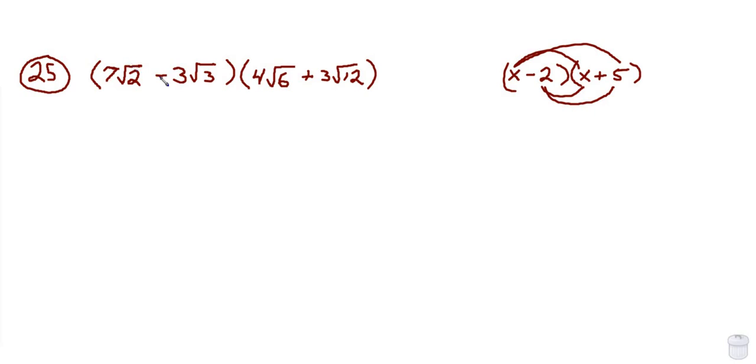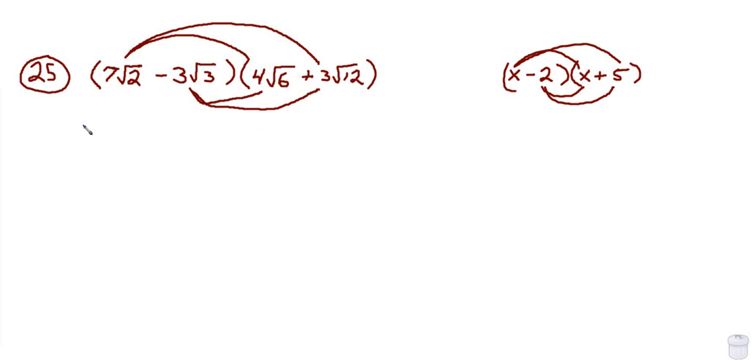I'm going to have to distribute in this first grouping. I've got 2 different terms here: 7 square roots of 2 minus 3 square roots of 3. I'm going to distribute that 7 square roots of 2 with the 4 square roots of 6, and then the 3 square roots of 12. And then I do the same thing with that negative 3 square roots of 3: distribute it with the 4 square roots of 6 and the 3 square roots of 12.